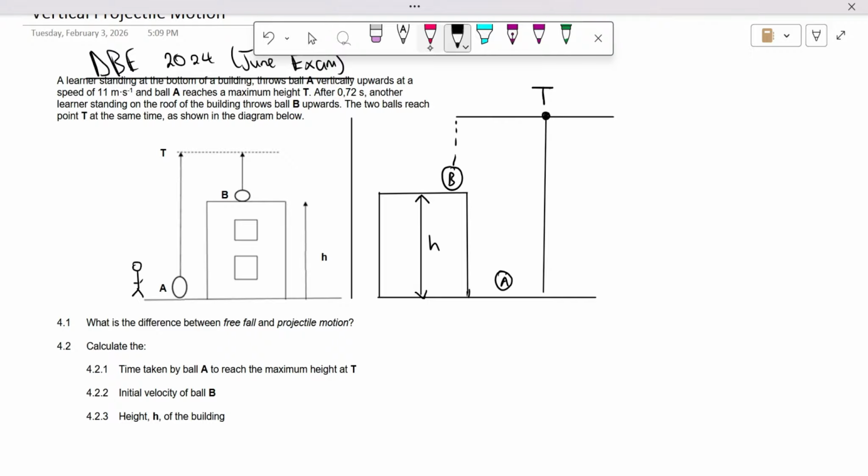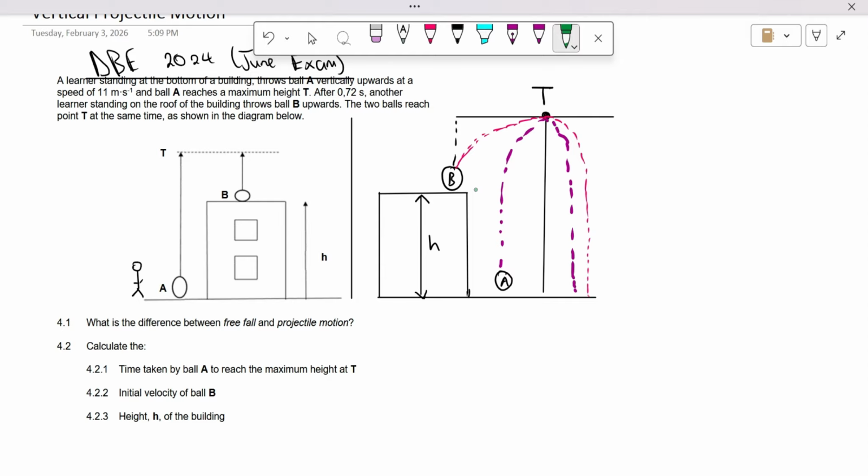So what do I know? I know that my ball B must go up, reach the maximum height, and then eventually come down. Although we were not told that it came down, we all know that it comes down eventually, right? And then I know the same thing applies for A. So my A must go up and then come down. Right. Cool.